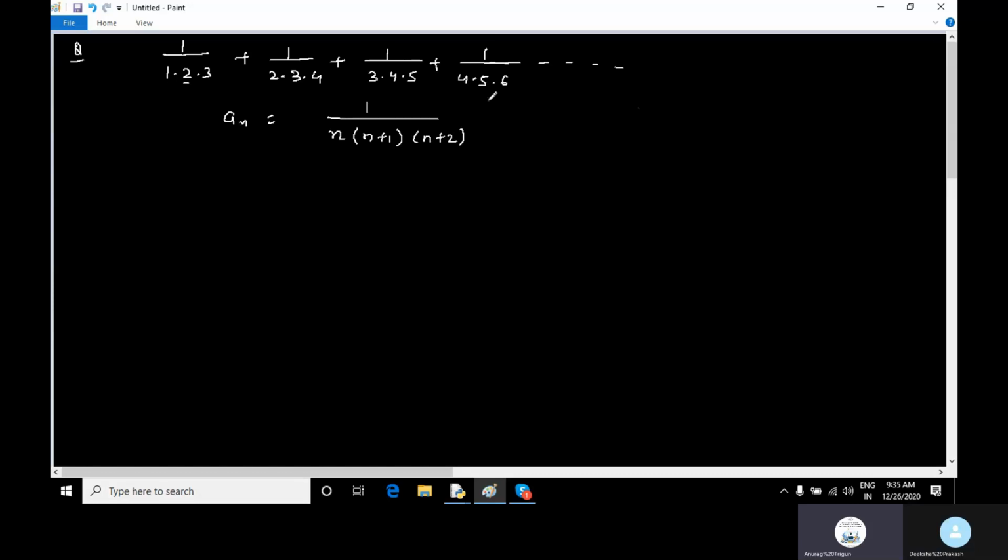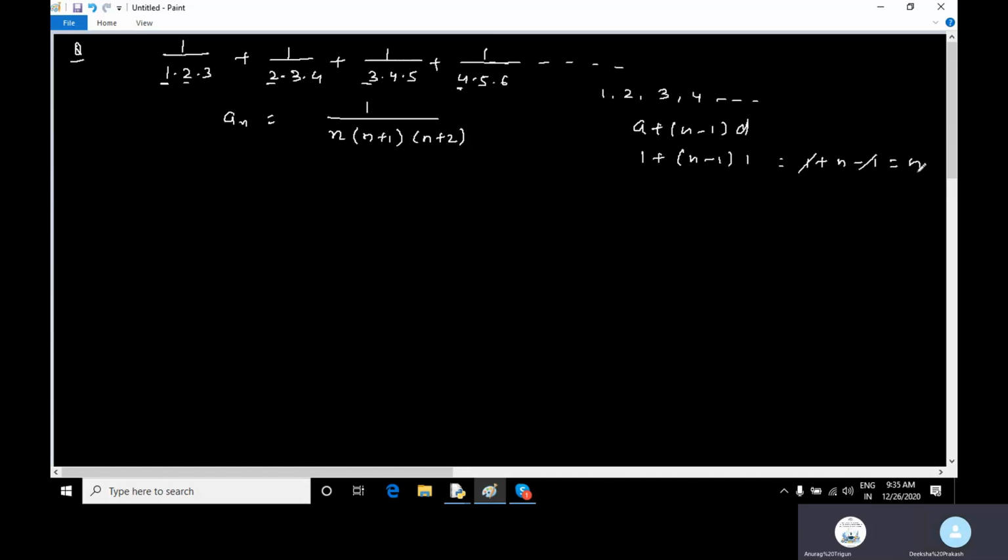If you don't know this one, this is not the method. The method is, you can check out what is going on here: 1, 2, 3, first term, 1, 2, 3, 4, it's going on, right? So this is in AP only, right? So I will use a plus n minus 1 into d. So 1 plus n minus 1 into 1, which is 1 plus n minus 1.